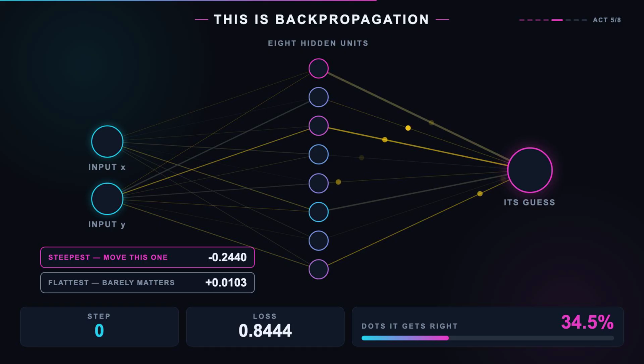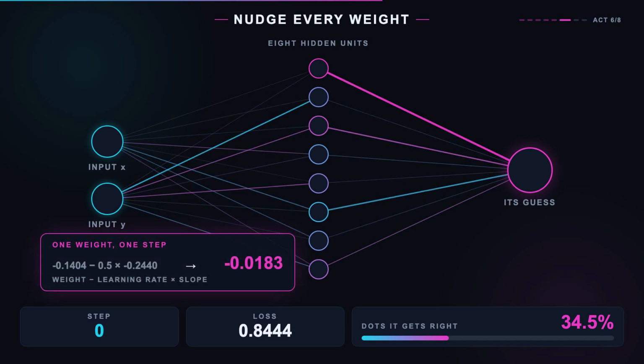This is the thing that made deep learning possible. Not the idea of learning from errors, which is old. The fact that you can get every slope in one sweep. Now the network edits itself. Every weight takes a small step in the direction that makes the error smaller.